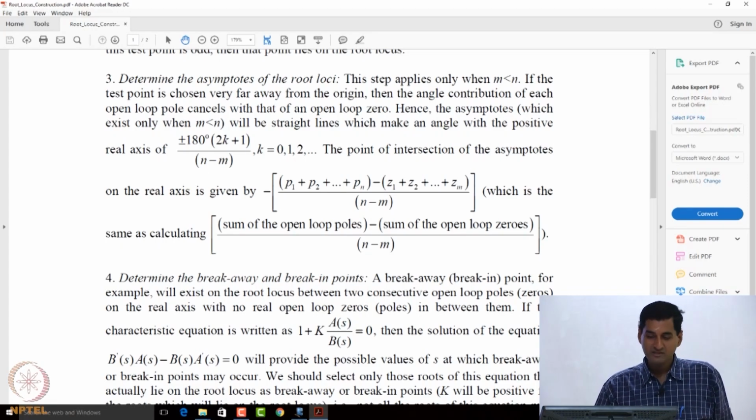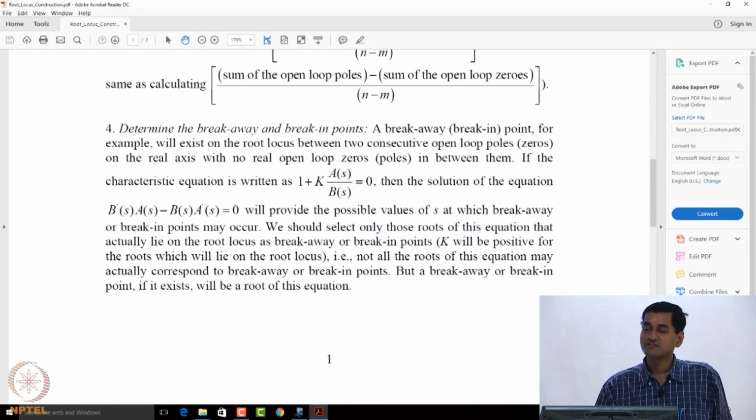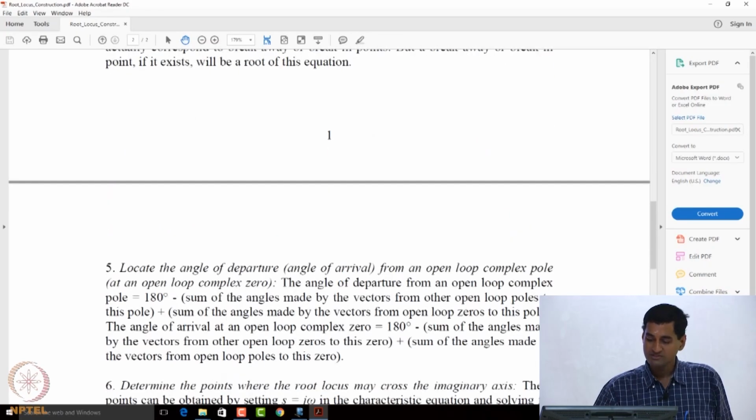Step 4 was to figure out potential breakaway or break-in points. We discussed when breakaway and break-in points could occur, and figured out that at a breakaway or break-in point we are going to have a repeated pole. If a polynomial has a repeated root, that value satisfies the first derivative equals 0. That's the concept we use to figure out breakaway and break-in points.